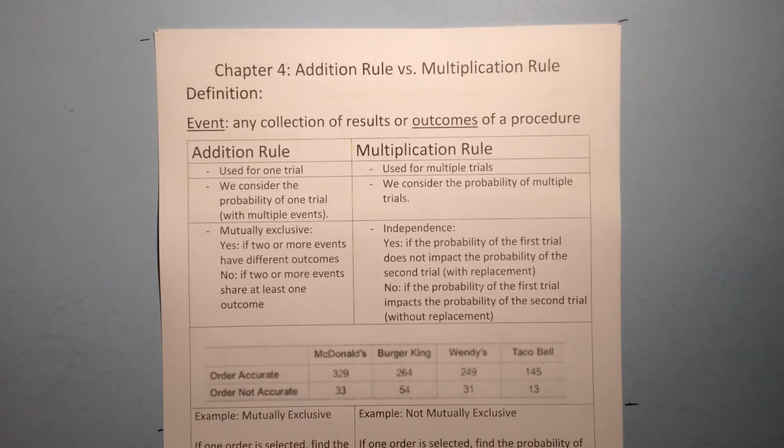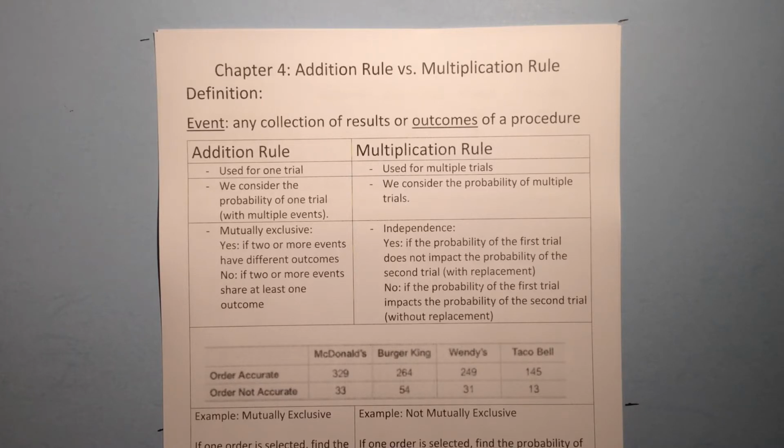So in the addition rule, we consider the probability of one trial. And in that one trial, we sometimes have multiple events, sometimes we don't. Sometimes it's just one event. But we're going to apply the addition rule when we have multiple events. Otherwise, we can just calculate the probability of one trial and one event without issue. The multiplication rule is utilized when we have multiple trials, and we want to consider the probability of multiple trials. So that's a key difference between these two.